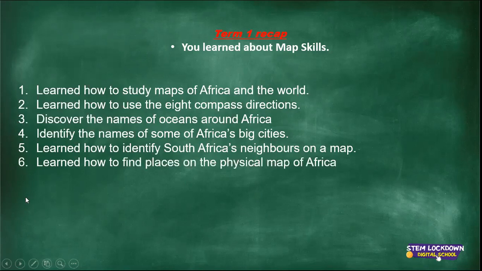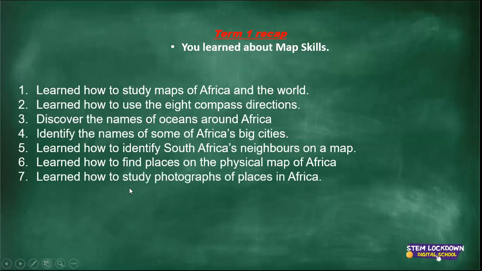You also learned how to find places on the physical map of Africa. And lastly, you have learned how to study photographs of places in Africa. So if I give you a photograph and say, this is the city of, let's just say, Johannesburg, you'll be able to identify that this is the city of Johannesburg or Lagos or any other place. Are we clear, guys?